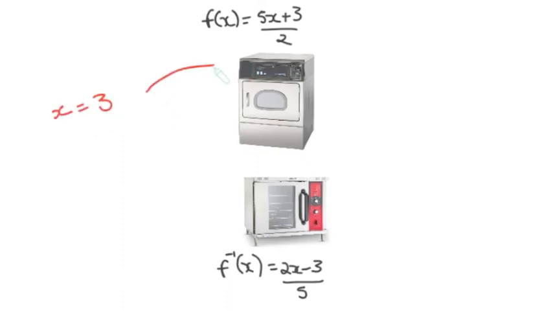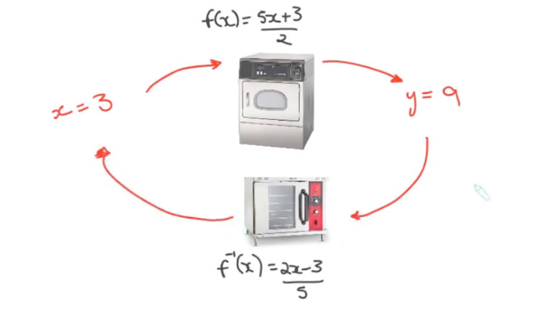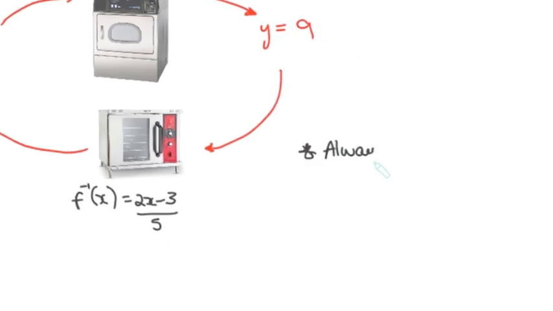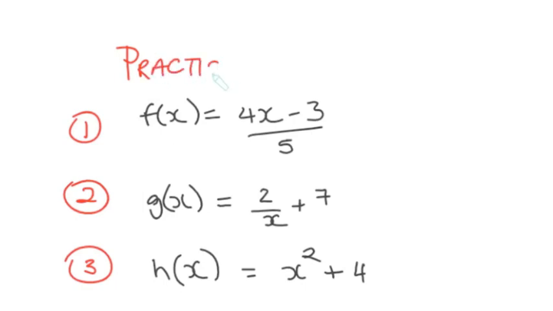This new inverse function takes the output of f of x and uses that as the new input for f inverse of x, and spits out the original number that went into f of x in the first place. In an exam, this is how you can check that you got the right answer. For extra practice, pause the video, try finding the inverse of these functions.